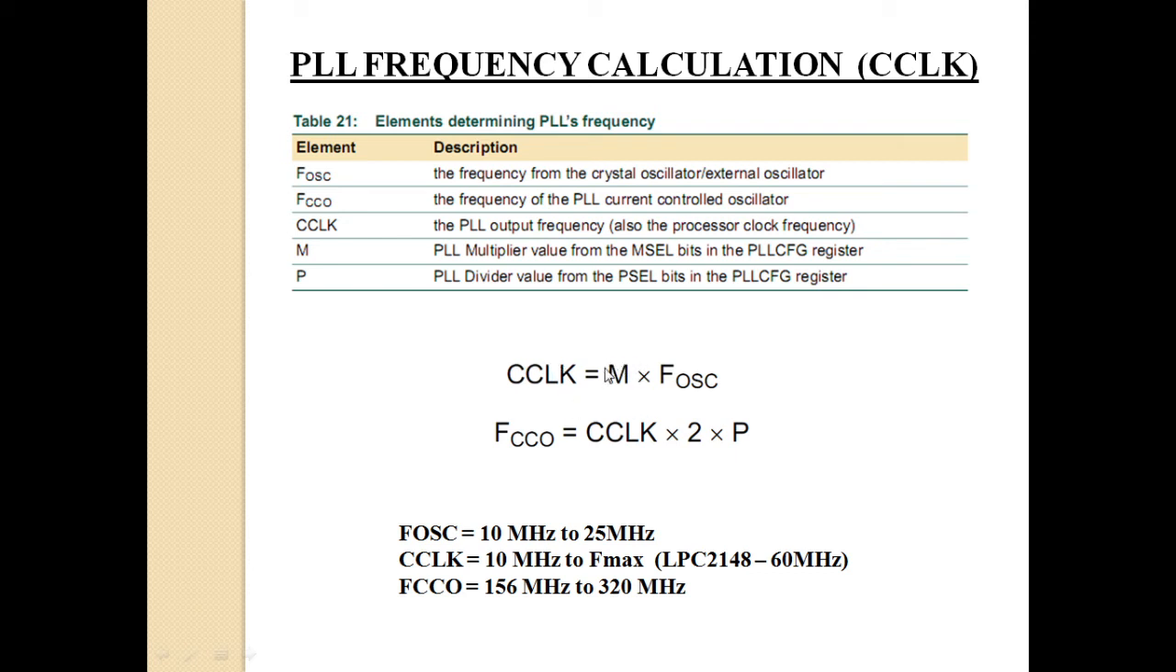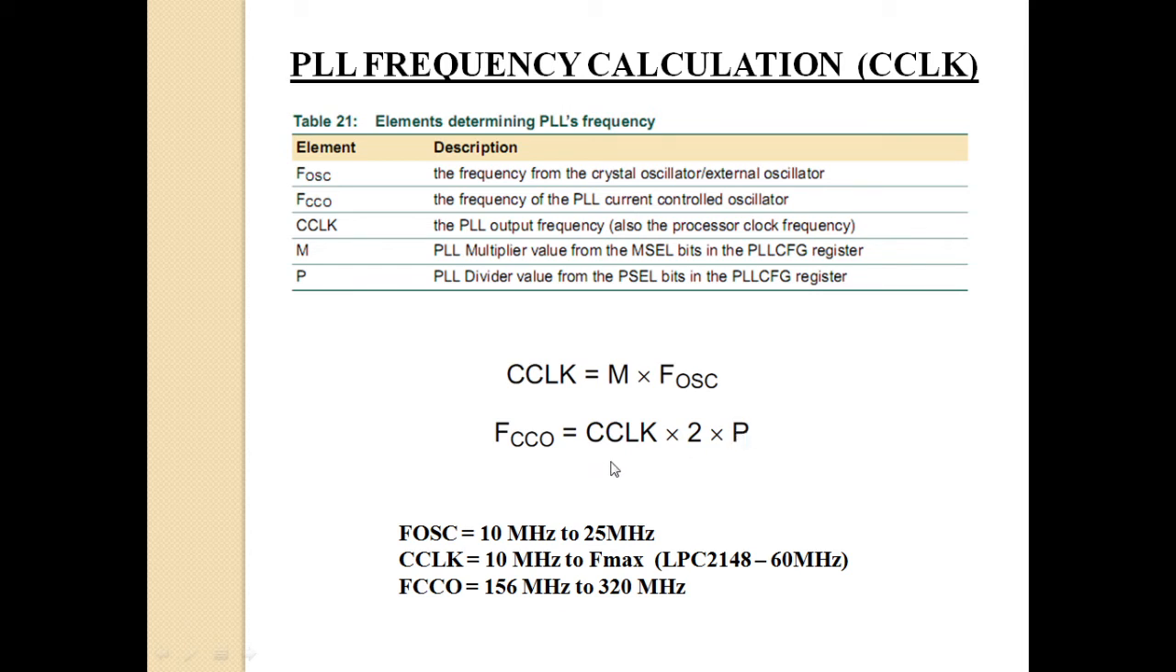You need to configure the value of M. What should be the value of M? It should be 5. So the M value is nothing but the multiplication factor. Similarly, you need to configure one more factor known as the division factor, that is P. This is the multiplication factor. This is the division factor.